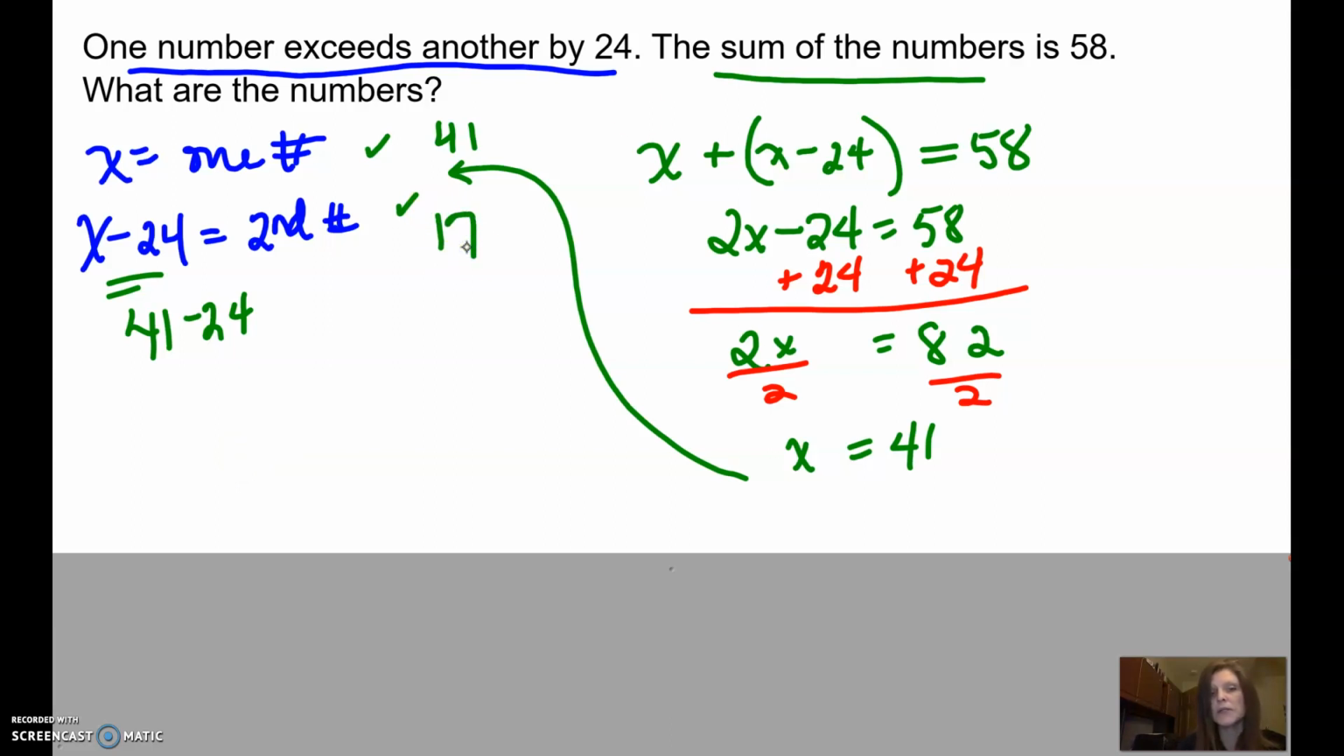Right? So one number exceeds the other by 24. Yes, there's 24 difference between these two numbers. And the sum of the numbers, if I added these up, would be 58. So we've got the correct solution.